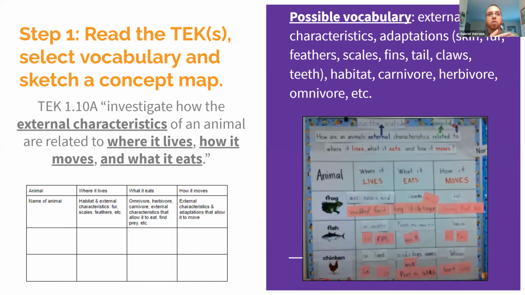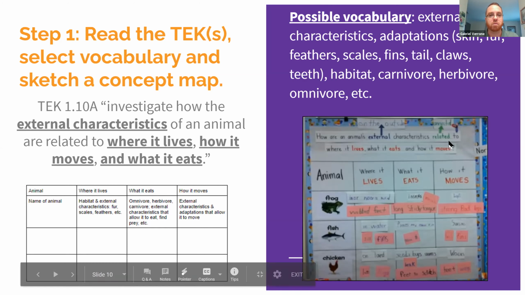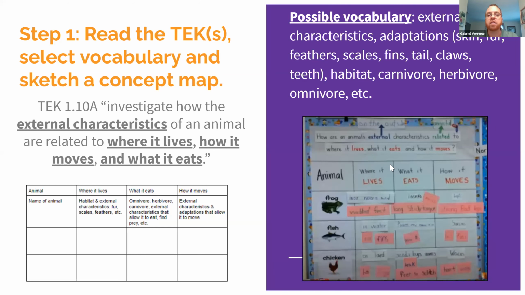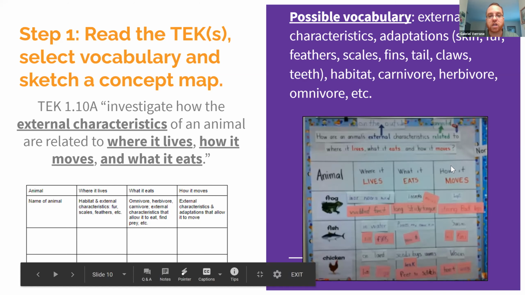Whether it be wings and feathers and hollow bones in the case of a bird, or dorsal fins and tail and cartilage-like skin in the case of a shark, whatever it might be. Then I choose some possible vocabulary, right? And then ultimately, I'm kind of giving you a heads up, revealing the end product, but I want my chart to look something like this, right?